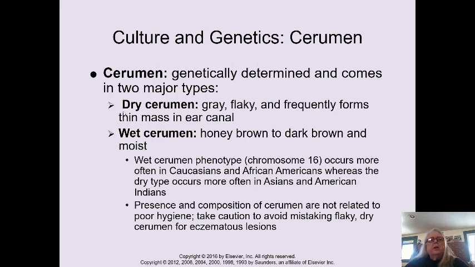There are two types of waxy substances, earwax, and that one is dry, flaky. It comes in usually a pretty big, thin mask. It looks like a layer. And then there is wet, which is the honey brown to dark brown waxy stuff, and that's usually the most common. That is genetic as well.